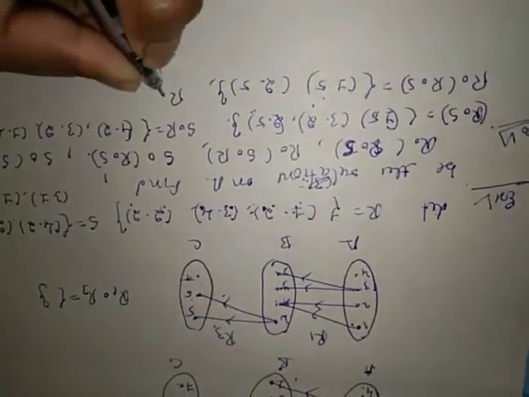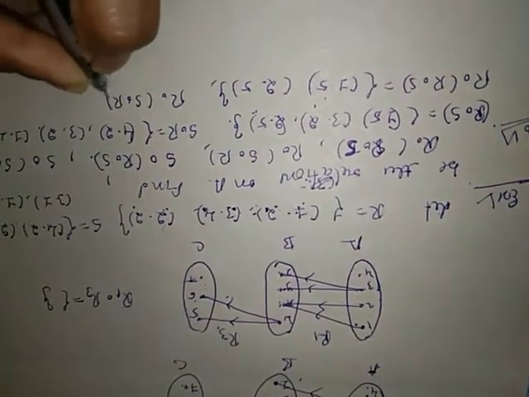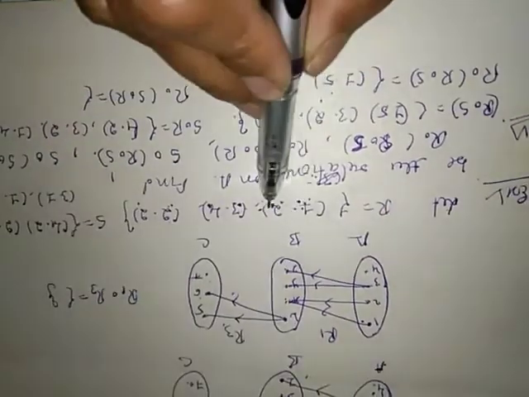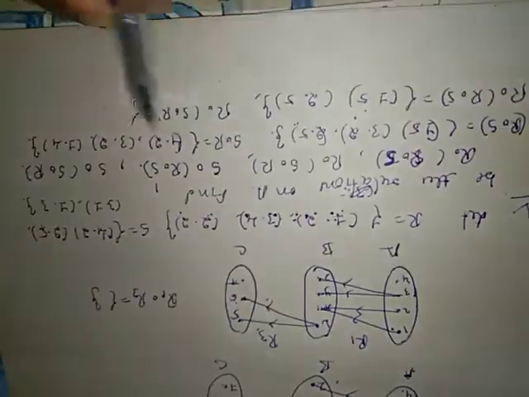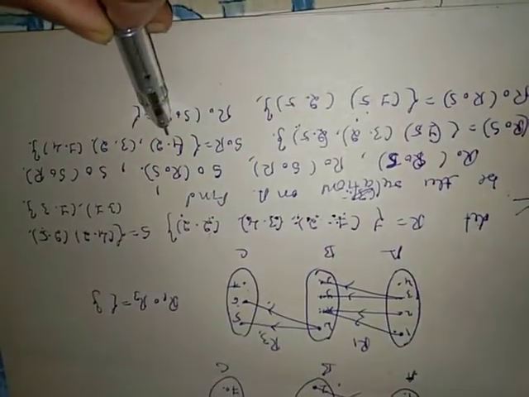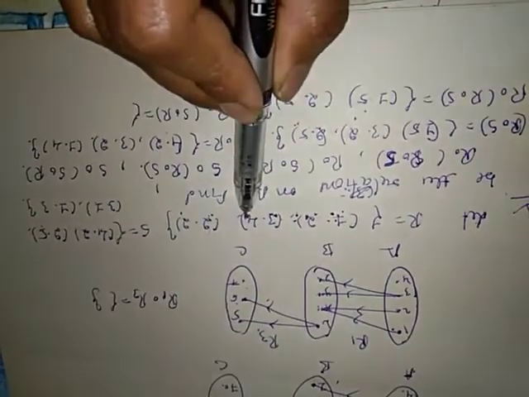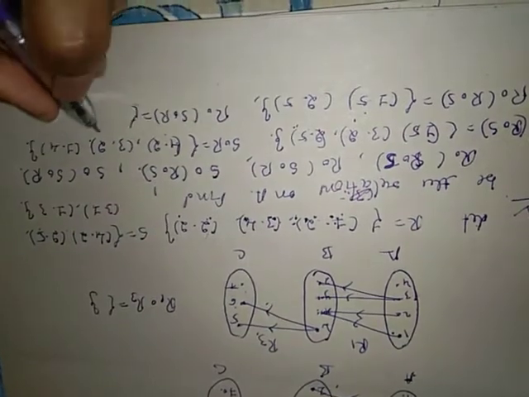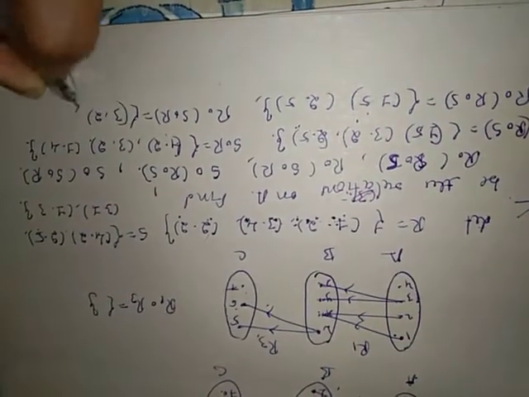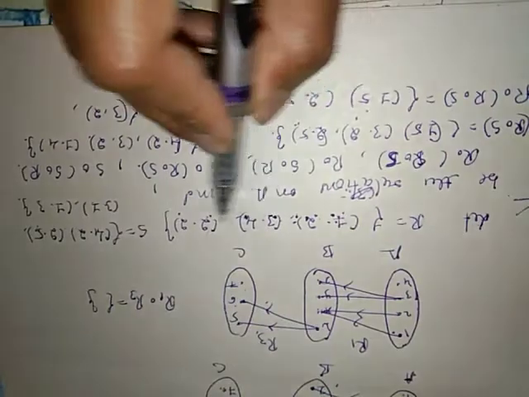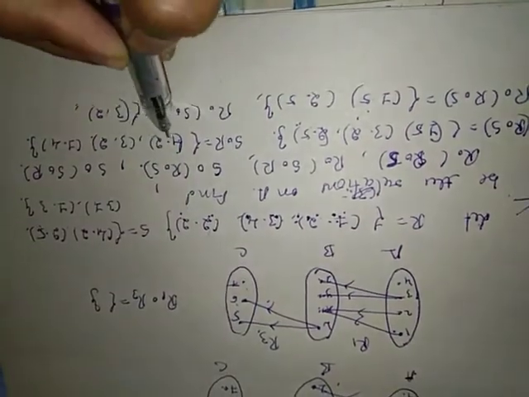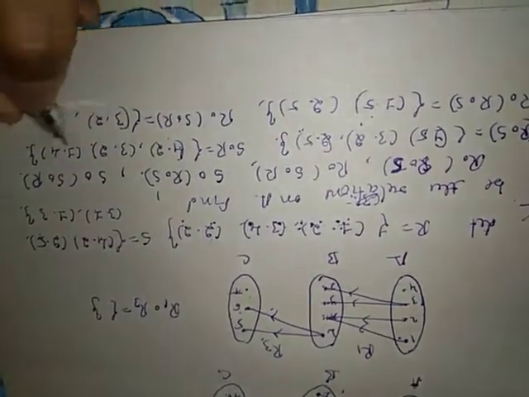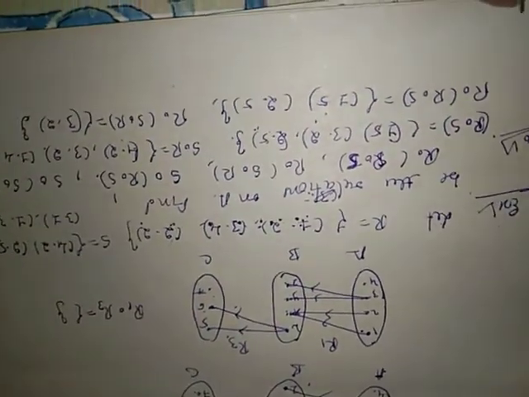Now R∘(S∘R). (1,2): there is no first element 2 in S∘R. Next (3,4), (4,2), so (3,2). (2,2): there is no first element 2 here. So (3,2) is the only element in R∘(S∘R).